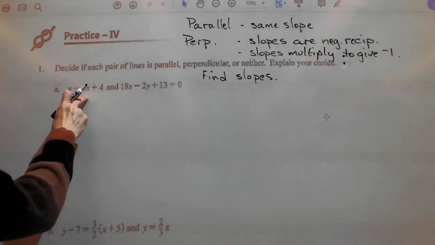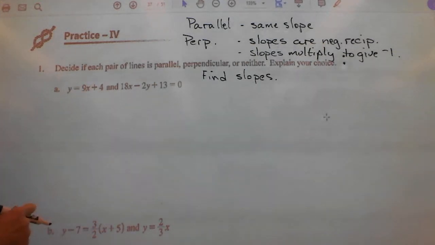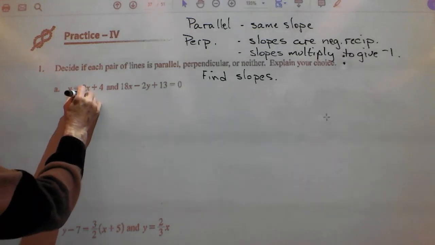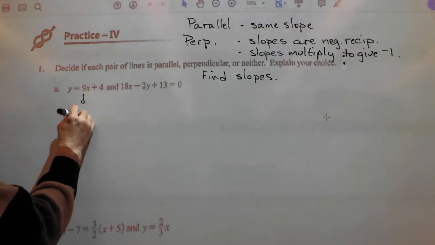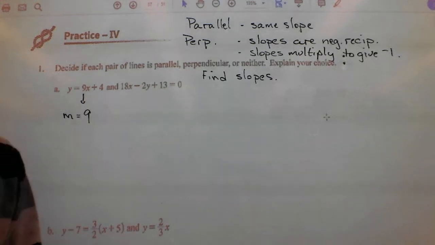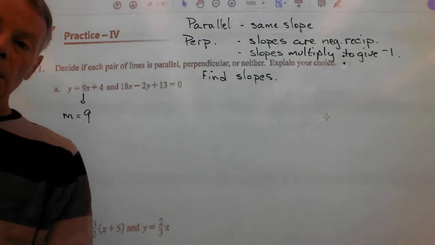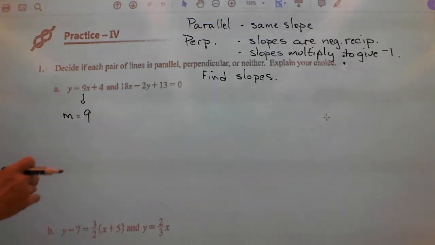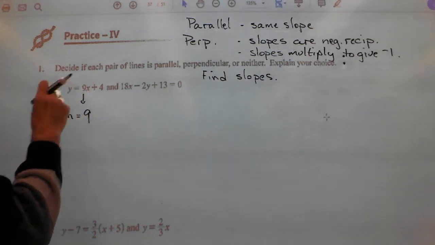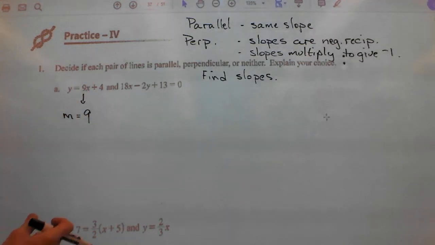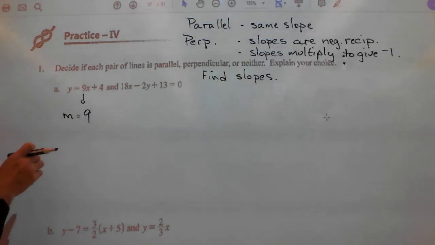This first equation is in slope-intercept form. So remember what that means is we don't have to do any calculating, rearranging, or anything. We just have to look and see what is the coefficient of x. In other words, what number is attached to x. So, bang, we know that the slope is 9.